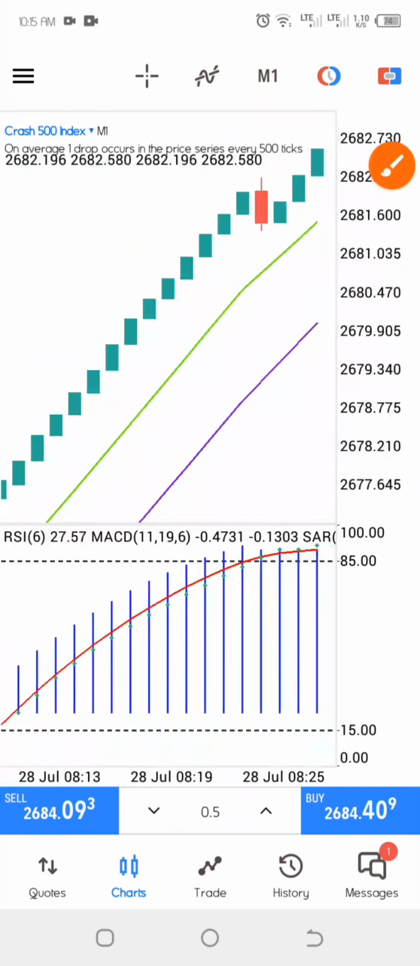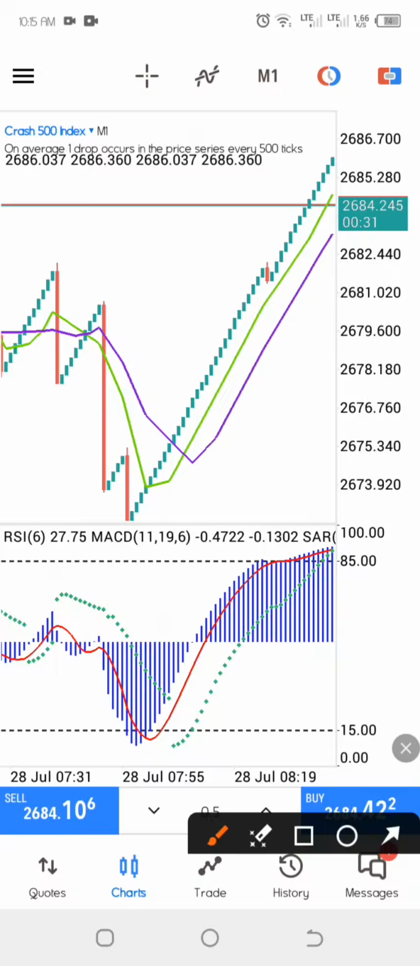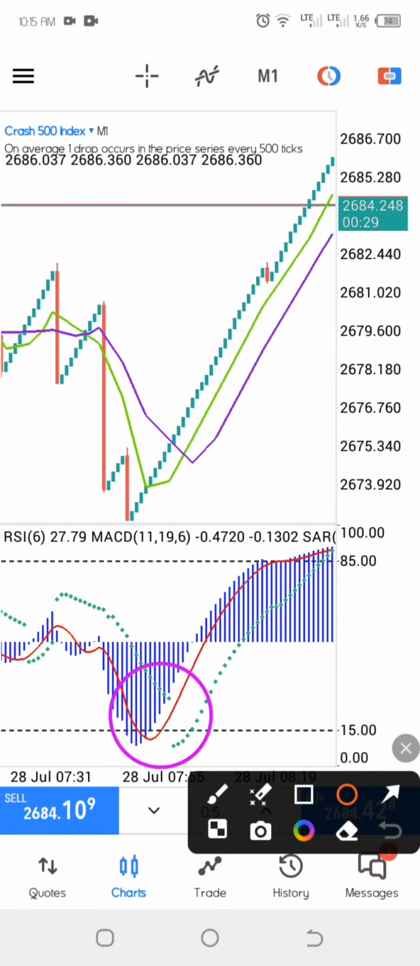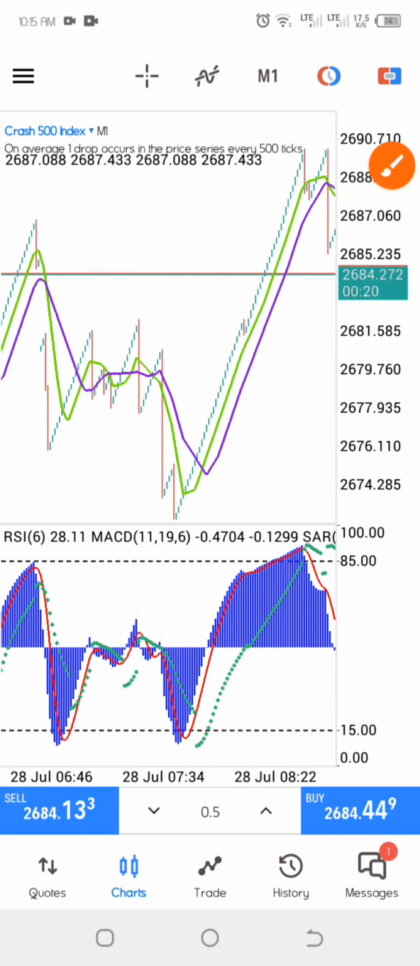Okay, so let me zoom so you guys can see it right here. Now this is where it breaks above the parabolic SAR. See the parabolic SAR dot, and this is the MACD line. You have to break above it. When you break above it, then you look into your main chart.